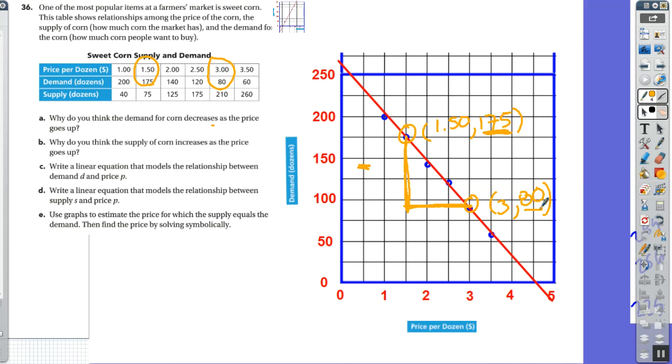If you said 95, you'd be right. So I have a rise of 95. Now let's look at the run.